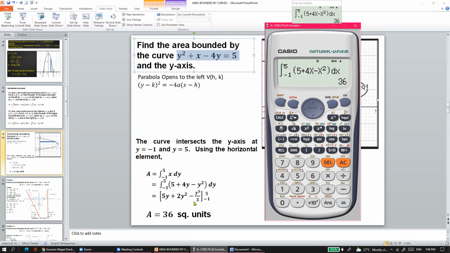36 square units. Baba natin. So sa mano-mano, ganun din yung dating niyan. 36 pa rin ang makukuha natin. Okay?